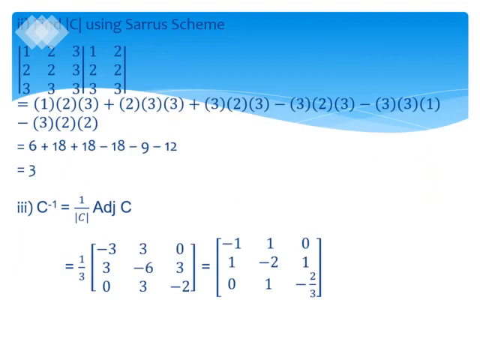Step number 2, we have to find the determinant of C using the Zero scheme. So remember back how to use the Zero scheme. So 1 times 2 times 3 here, 2 3 3 here, plus 3 2 3, and then minus 3 2 3, minus 3 3 1, and 3 2 2. So you will get 3 as the determinant of C.